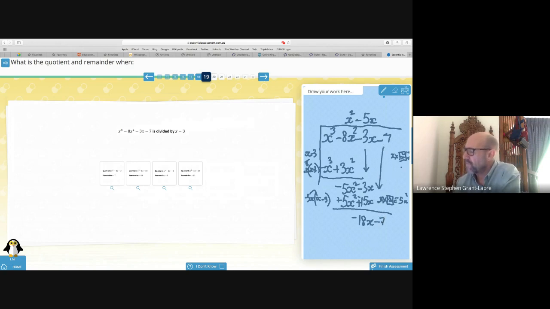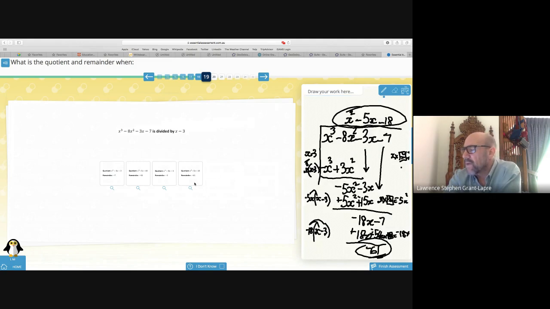And we want x times something to be negative 18x. So that is negative 18. We put a negative 18 in there. We multiply by x minus 3. And that gives us negative 18x plus 54. And we subtract. So that gives us negative 61.